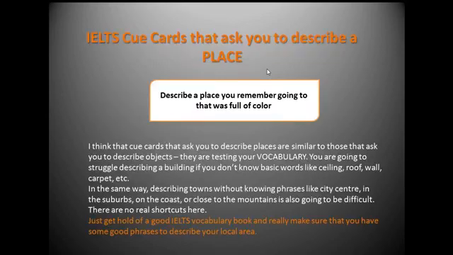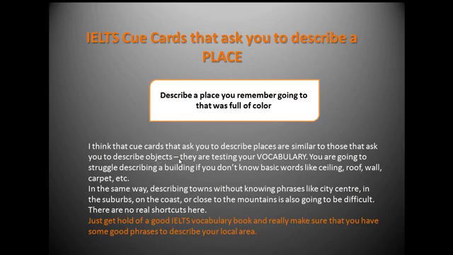Okay then. Moving to the next category. The cue cards that ask you to describe a place. I have taken an example: describe a place you remember going to that was full of color. You can even have the topic in this way: describe a place that was colorful, or describe a colorful place you visited. Now I think that cue cards that ask you to describe places are similar to those that ask you to describe objects.